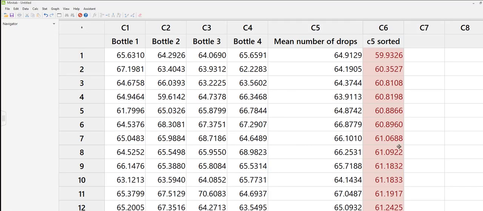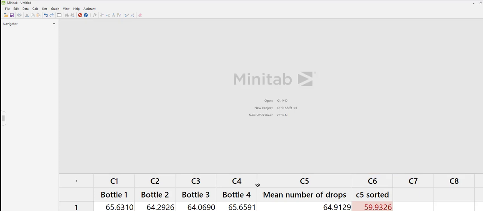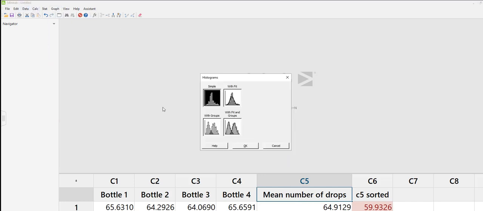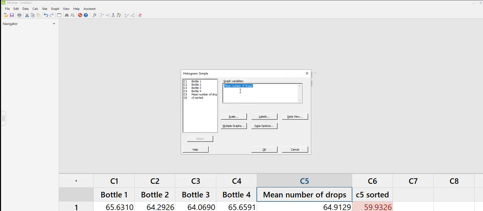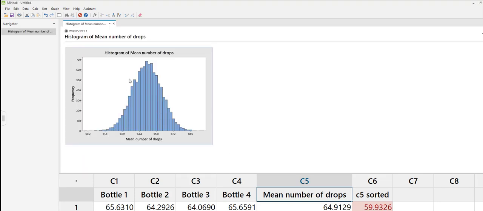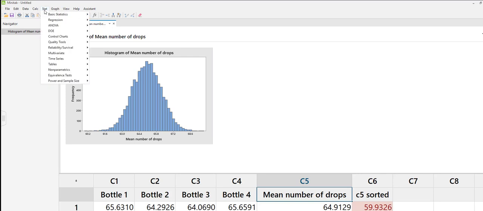Now let's go ahead and see how this distribution looks. So I'm going to make a histogram. First, let's get some space to make the histogram, and we shall make the histogram of the mean number of drops. So here is the histogram. We will get a simple one, and here is the mean number of drops. Say okay, and here is the histogram, and this distribution, you may see, is also approximately normal.